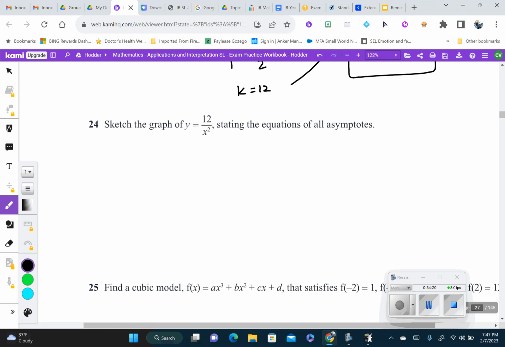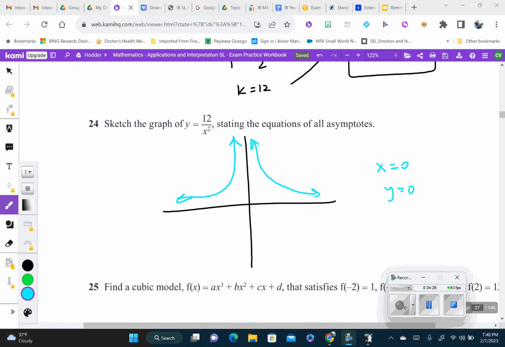Sketch the graph stating the equations of all asymptotes. I think we've done this enough. And you should get something like this, right? You're going to get two graphs that never cross the x-axis or the y-axis. They approach it, and these are our asymptotes, okay?